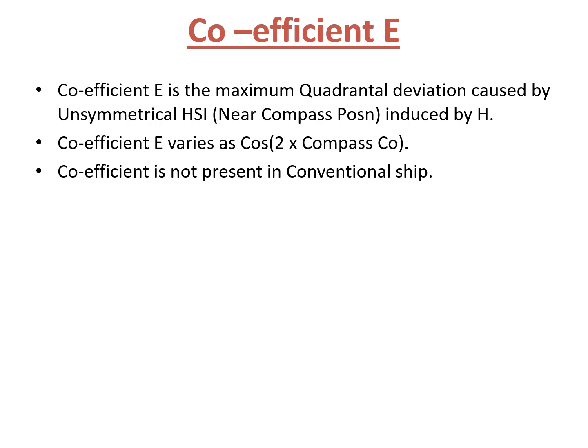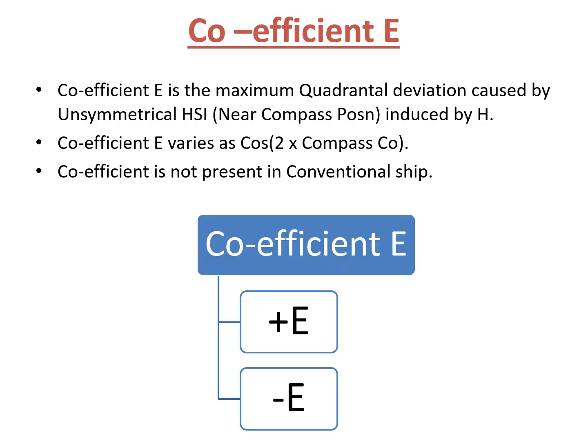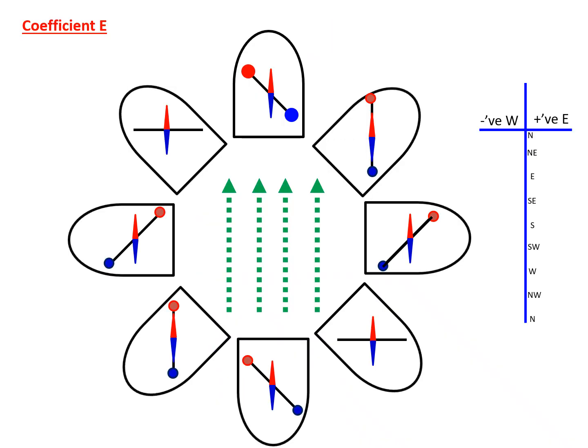And coefficient E is the maximum quadrantal deviation caused by the unsymmetrical HSI near the compass position. However, in this case, this coefficient E will vary as cos 2 compass course, and coefficient E will not be present in the conventional shape. So except in the aircraft carrier or heavy lift ship, you will not get this coefficient E, right? Coefficient E will also have two categories, plus E and minus E. Let us see how the coefficient E will give us the cos 2 compass curve. If we make the animation, it will create an animation curve like that, right? And it will give us a cos 2 compass course curve.